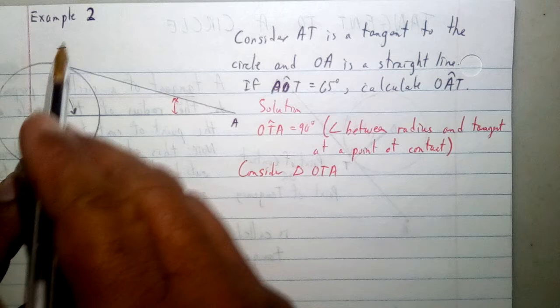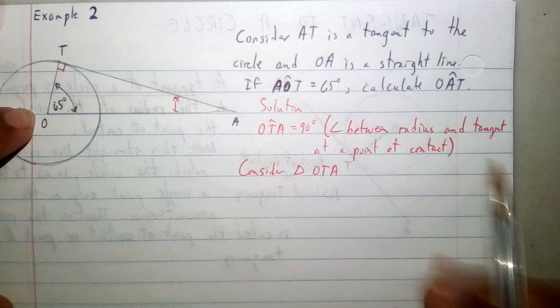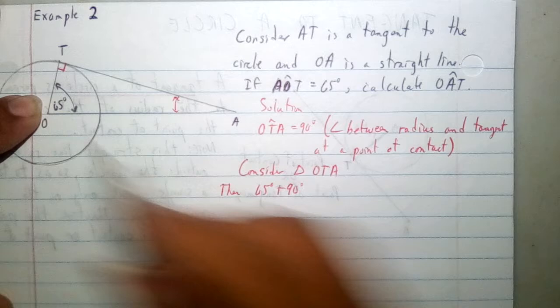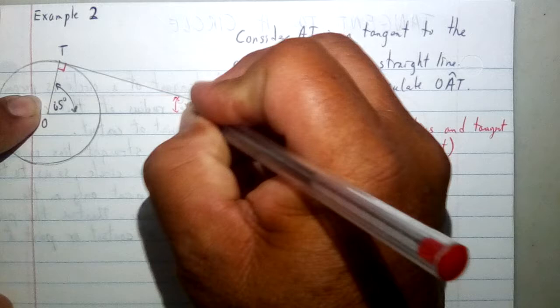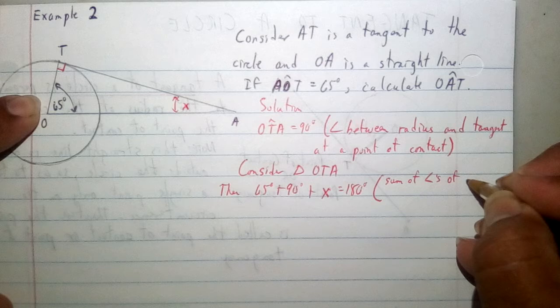Now we need to consider triangle OTA, or AOT or TAO. It doesn't make a difference. We're just going to consider this triangle now. All right. What is it that we know? What is it that we don't know? And what is it that we want? Well, we know that we have 65 here. We know that we have 90. So we are short of one of the angles from the triangle. So we can put here 65 degrees plus the 90 degrees plus the unknown which we want here. Let's call that x. We can call it any letter, but I'm going to call it x, equals 180 degrees. Why? Sum of angles of a triangle.